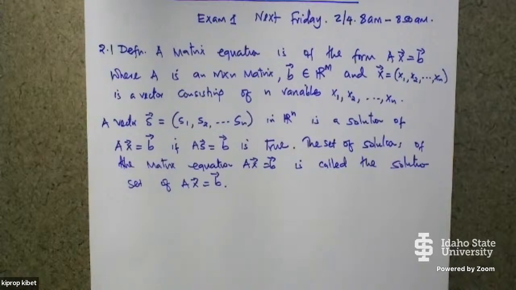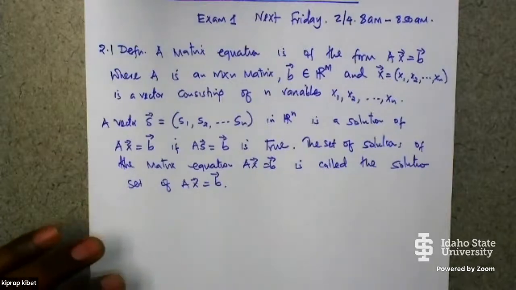So for a matrix equation Ax equals B, where A is an m by n matrix, B is an element of Rm, and x is a vector consisting of n variables, the vector S in Rn is the solution, and the solutions S1, S2, up to Sn are the same as the ones you get from here.